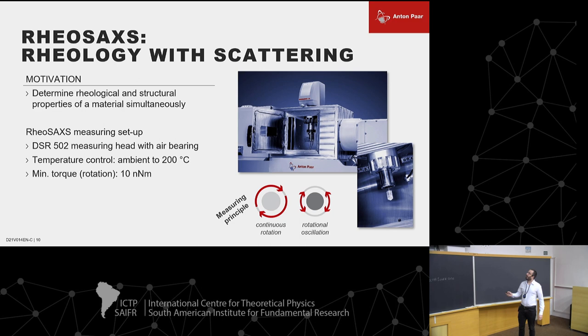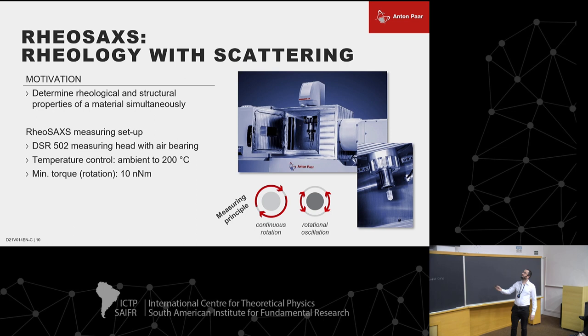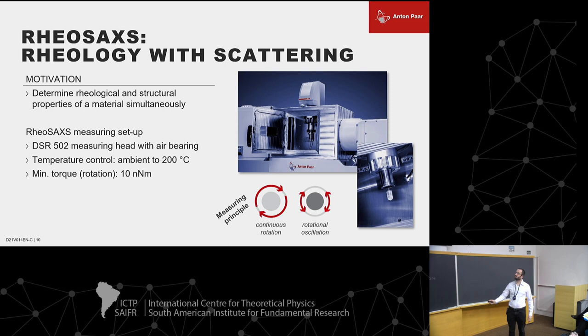This module here is very important: a rheometer head that we can use up to 200 degrees, and the minimum torque is 10 nanonewton meter. With this setup in the instrument, we can also work with continuous rotation of the sample, with the spinner, sorry, and with rotational orientation. This is the moving head of the rheometer. Of course, this is the cup, and the head is inside this cup. It's the so-called rheometer geometry.